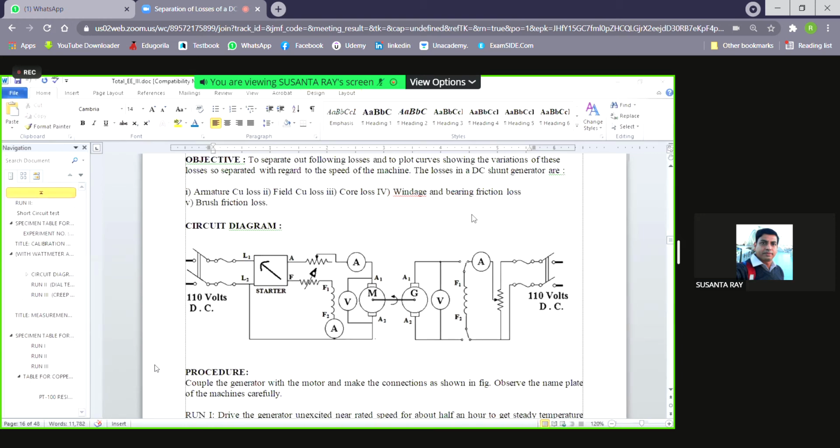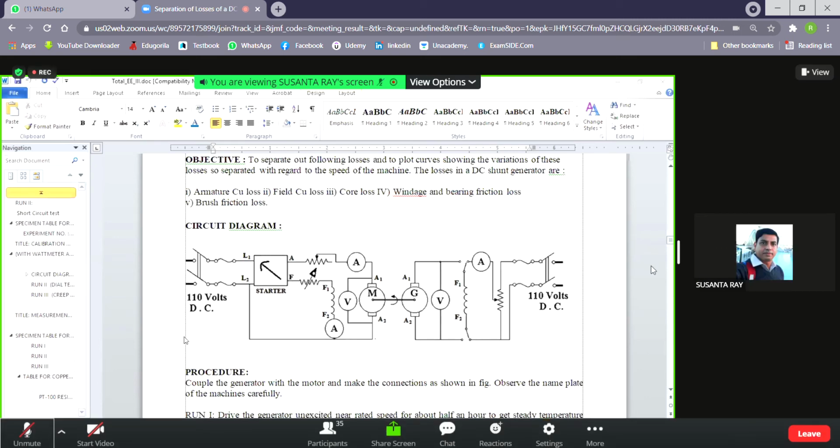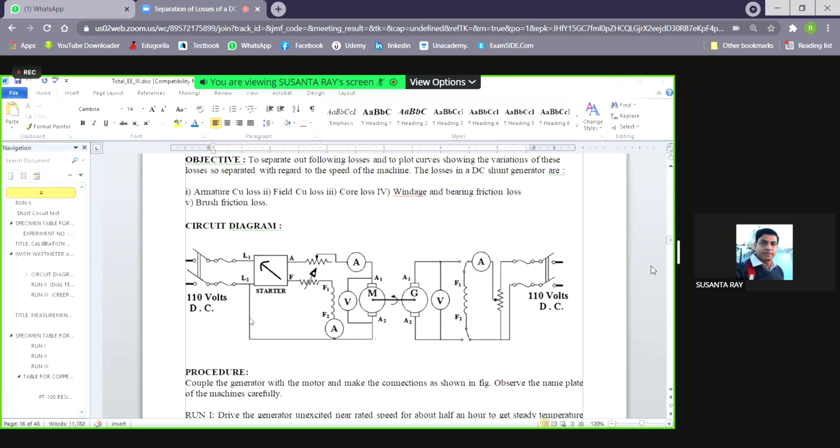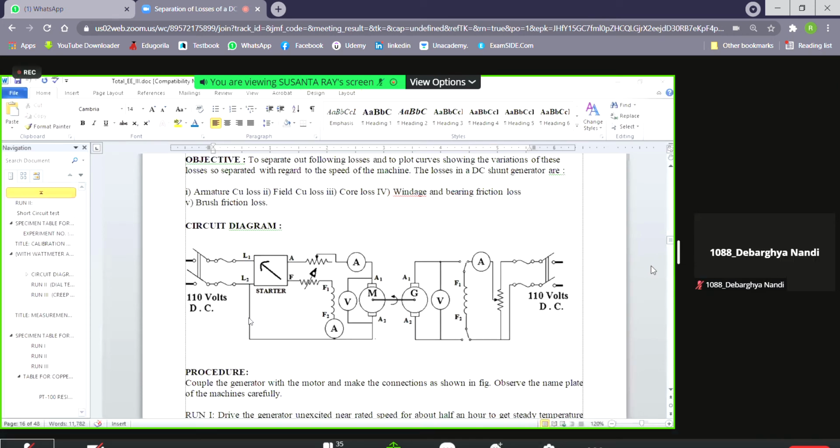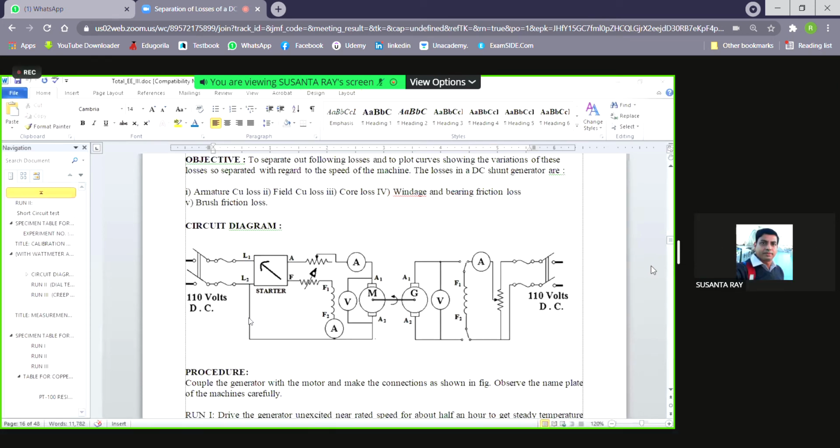Now just think, if he didn't connect the voltmeter, would the circuit work, would the motor rotate? Yes, sir. But if he didn't connect one of the ammeters, would the motor run? No, sir. Correct. So that means the voltmeter is not an essential part of the circuit.